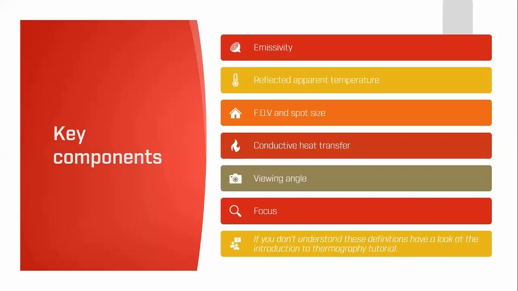If you're at all unsure of what they mean, then have a look at the on-demand tutorials on the ITC website, where you'll find links to Introduction to Thermography and Capturing Great Thermal Images. Alternatively, if you haven't already, sign up to one of our certification courses.